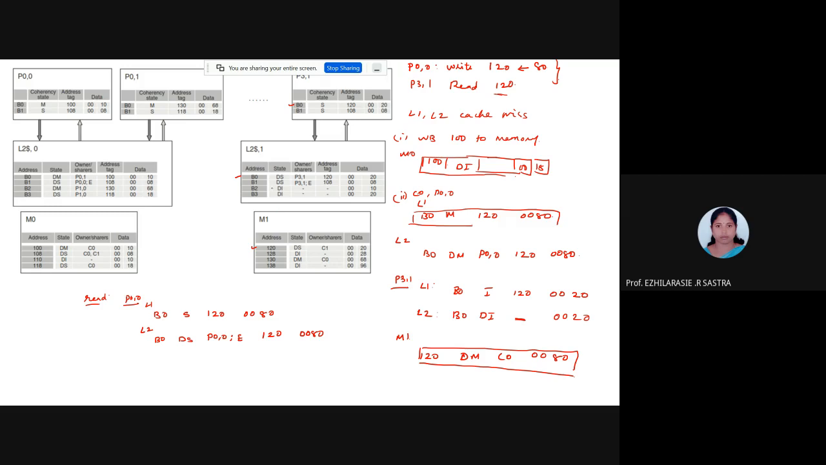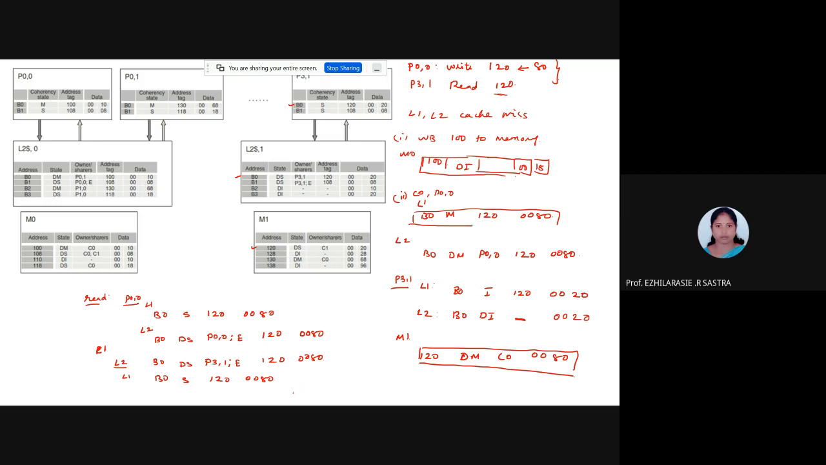Now here we need to update L2. So when you update L2, here the chip 1, we need to go with the chip 1. In that L2 also, we have to change. So now B0, the same entry: data is shared by P3, 1, and externally it is shared, and the data is 80. And L1 is also updated to B0. State is shared. The data is 120 and the value is 0080.